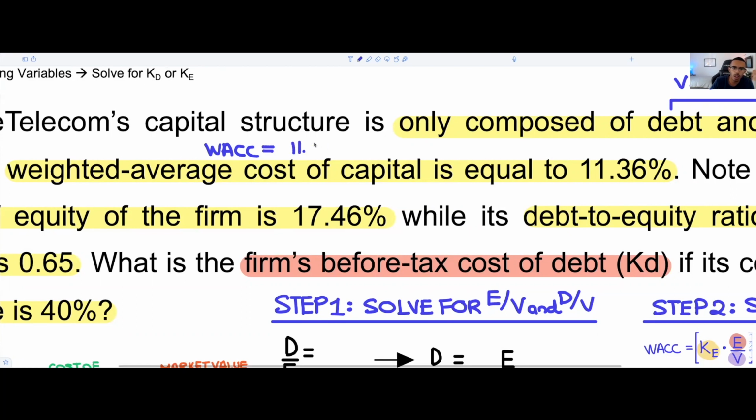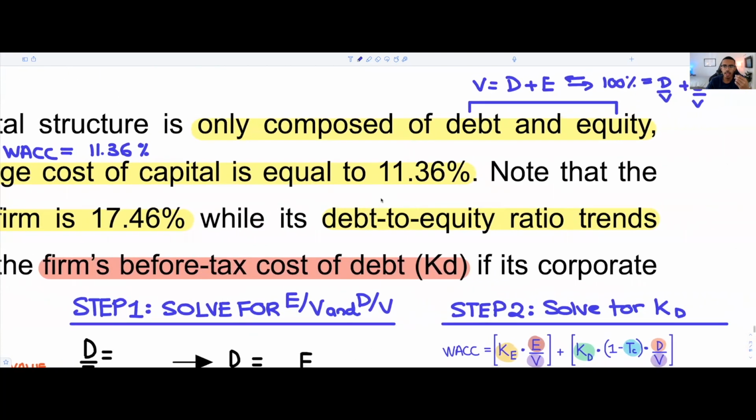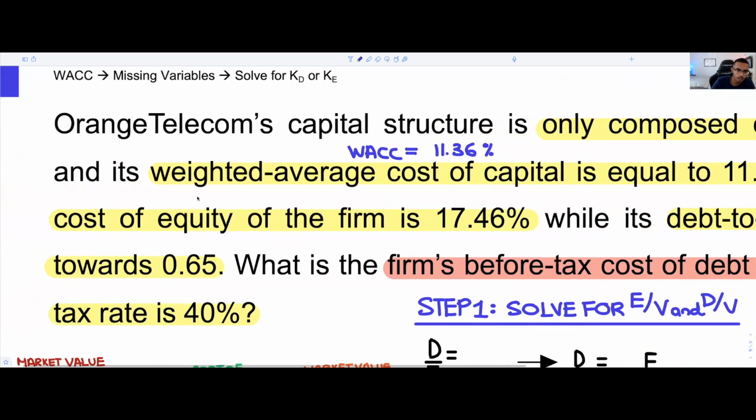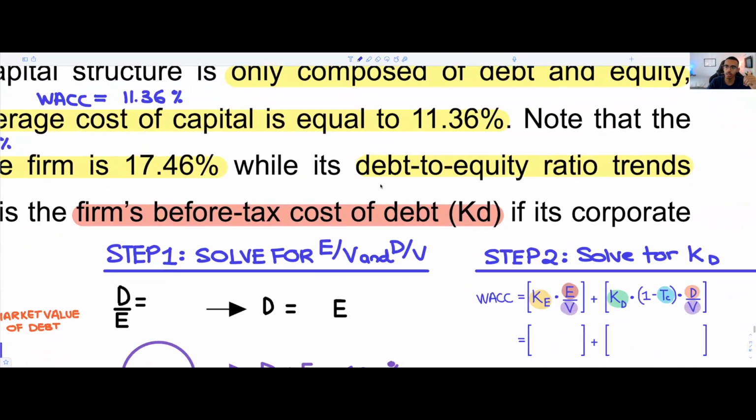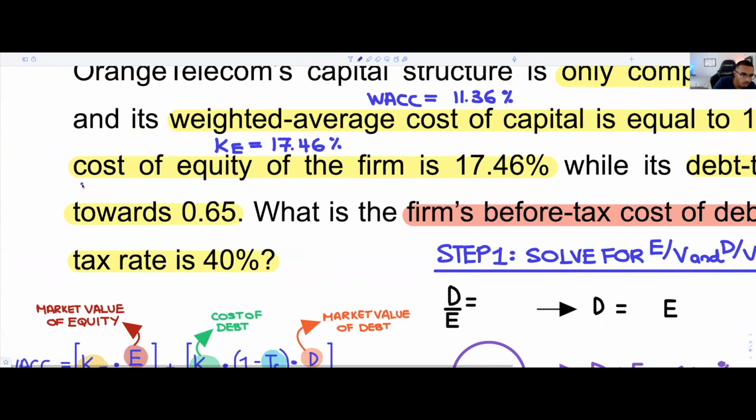So already some bells should be ringing for you, because it means that we're not solving for WACC. We're going to solve for something else, and you already noticed that we're going to solve for KD. So that's important to understand. And then they give us more information: the cost of equity in this case is equal to 17.46%. And as I mentioned previously, the debt to equity ratio is 0.65.